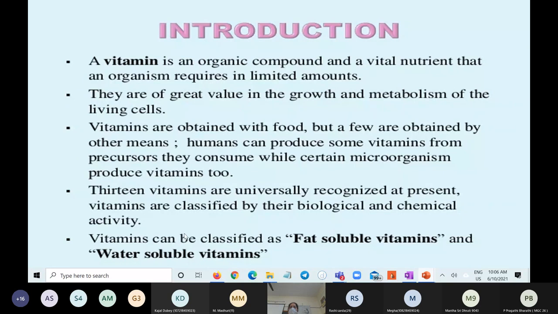On the basis of their biological and chemical activity, they are classified into two groups: fat soluble and water soluble.